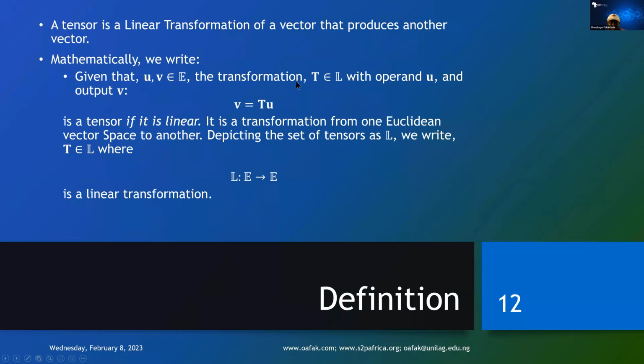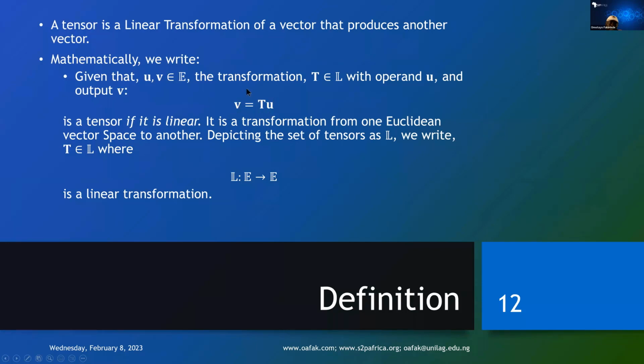The transformation T, which is a tensor and is a member of the linear space, with operand u, which is a member of the vector space, gives the output v, and we can say v is equal to Tu. This is one way to express the transformation, and this equality is to remind us that the result of that transformation is a vector which we call v. You let T operate on u, and you get v. Before I move on, let me tell you that this statement here is not universal.